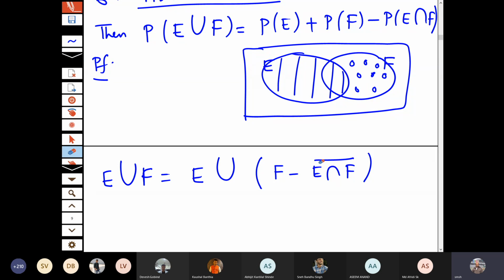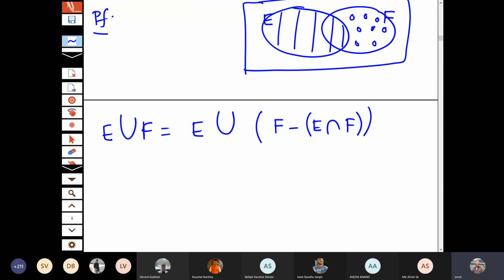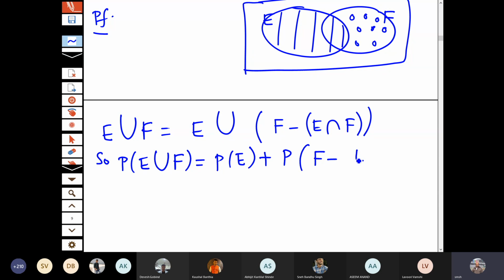Let me not use this notation because this also looks like complement. Let me put another bracket here. Now this is a disjoint union because E union F minus E intersection F I have used here. So probability of E union F is equal to probability of E plus probability of F minus E intersection F.